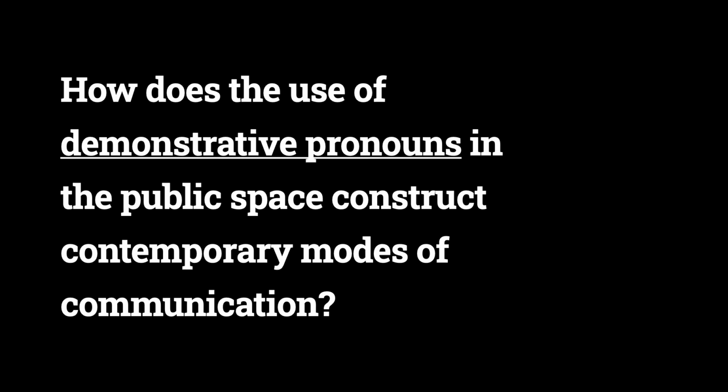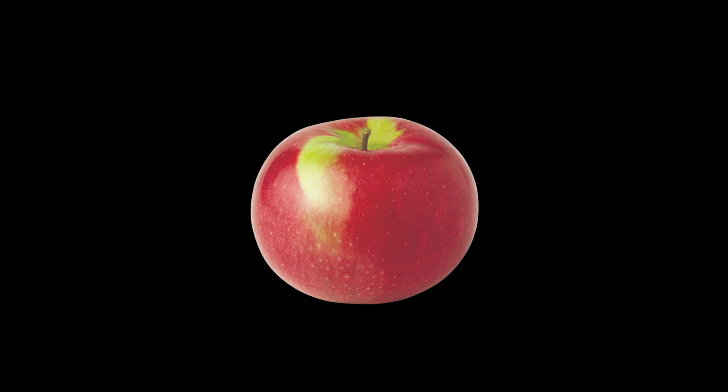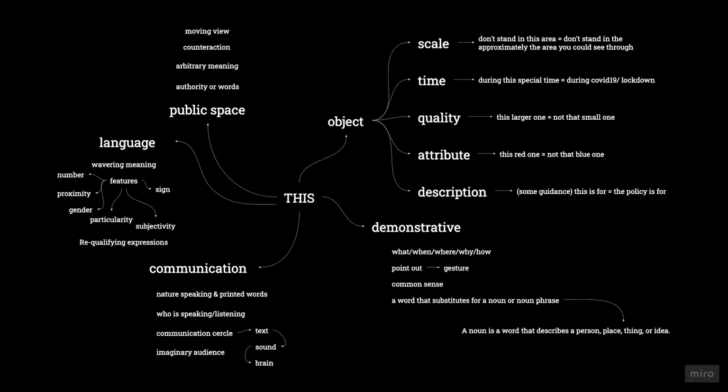Demonstrative pronouns are the pronouns that point to specific things: this, that, these, and those. The same words are used as demonstrative adjectives when they modify nouns or pronouns, for example, this apple, those boys. In the project, I want to explore the possibilities created by the varying language in graphic expression. In this case, I extracted 3 lines of inquiry.